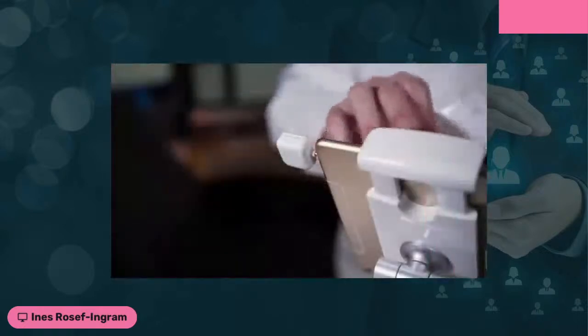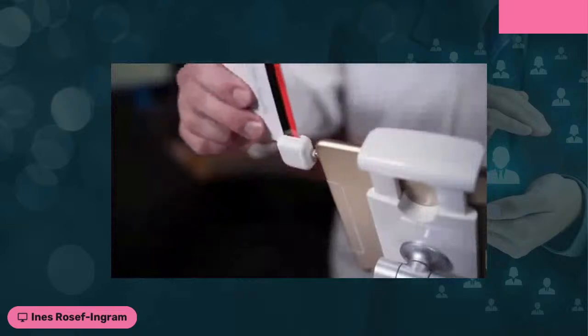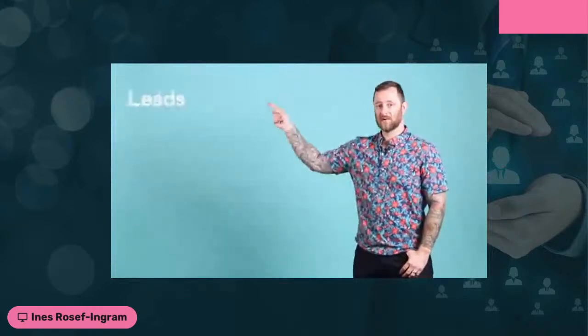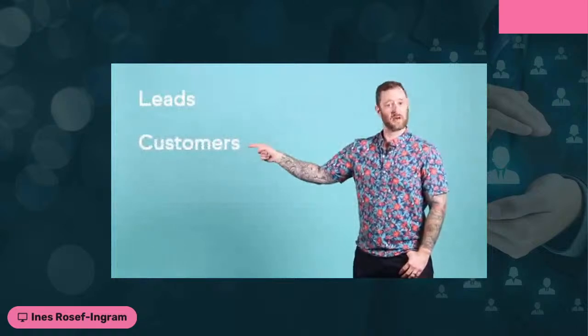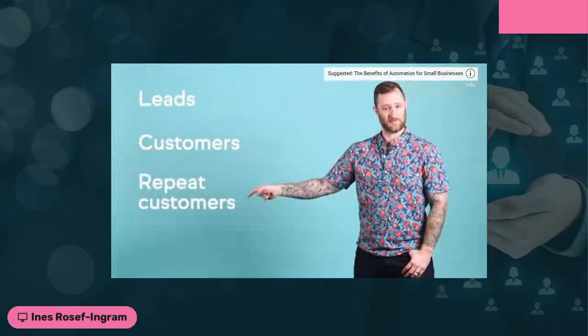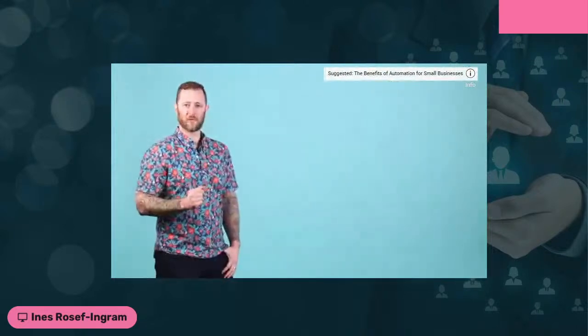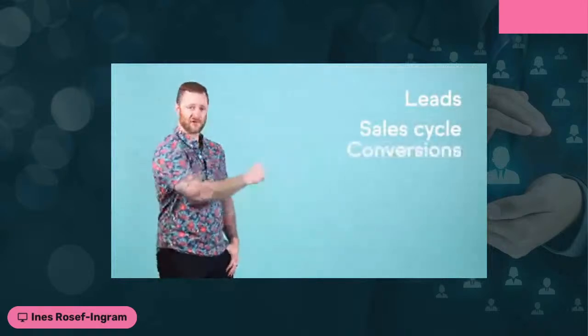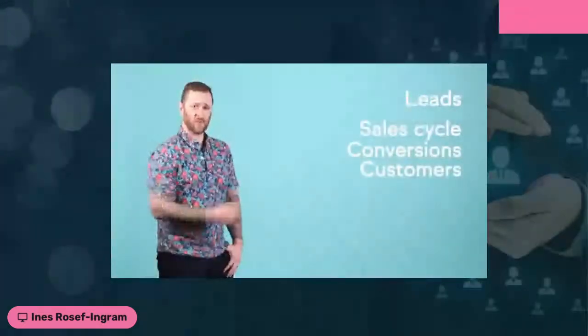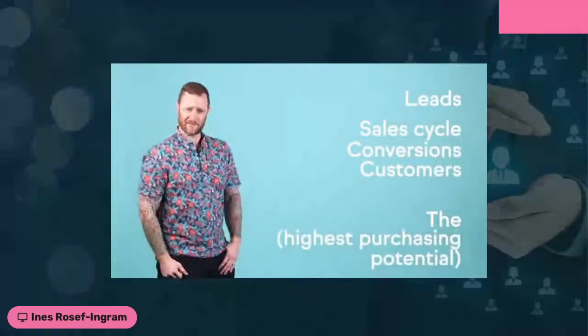To remain profitable and competitive, small businesses are investing more and more in automation technology and software, with sales and marketing being key automation areas. When you apply automation to your sales and marketing process, not only do you get more profit, but you get more leads, more customers, and better yet, more repeat customers. Marketing automation can help score and nurture leads throughout the sales cycle and boost conversions by targeting customers with the highest purchasing potential.